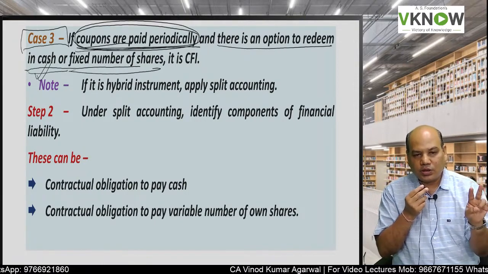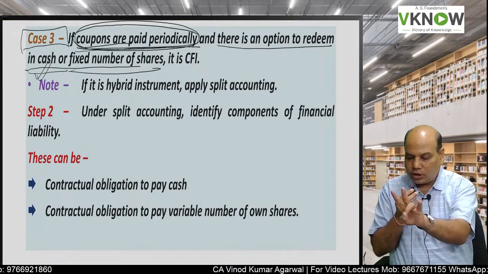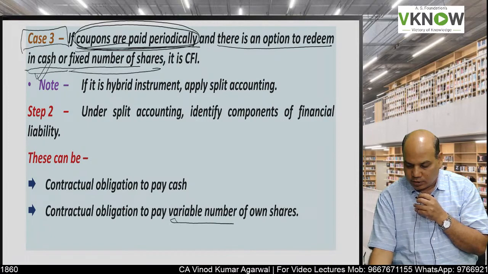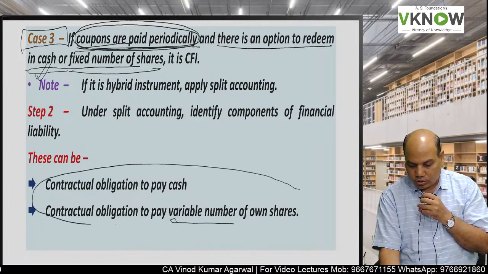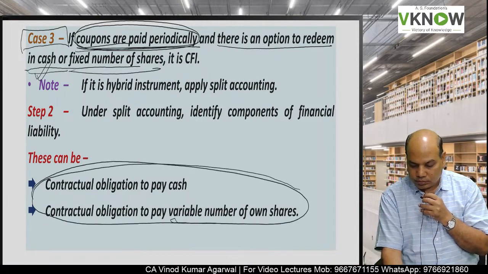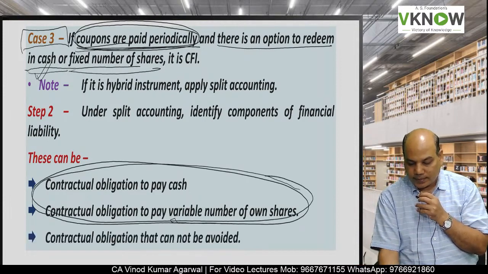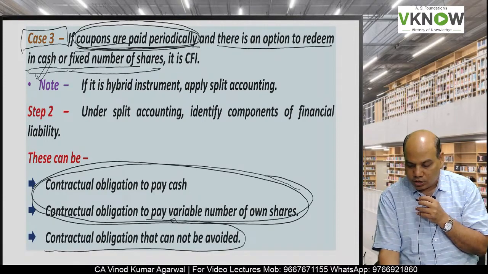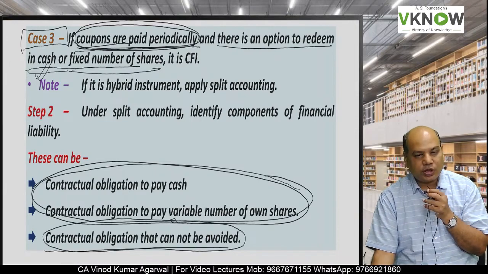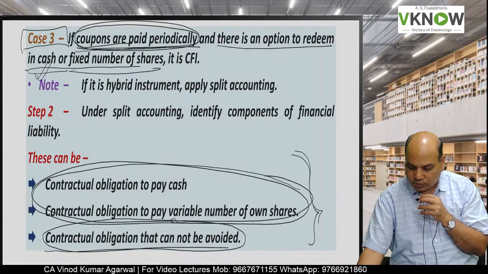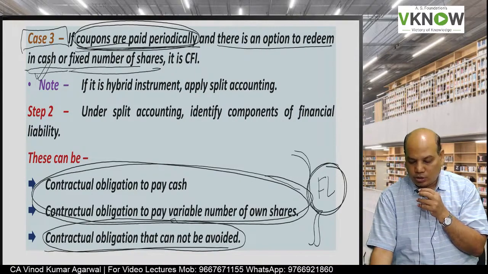Second, what is the contractual obligation to pay a variable number of own shares, variable. This portion is financial liability. And what is the contractual obligation which cannot be avoided? So this portion is the financial liability component.